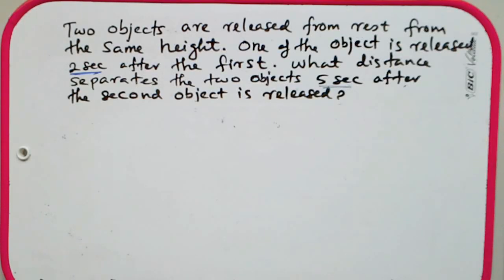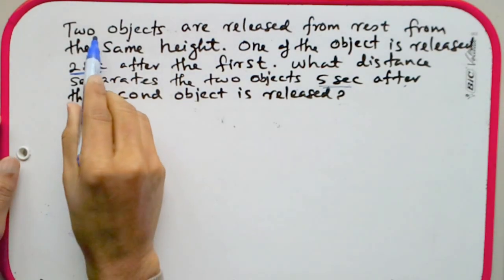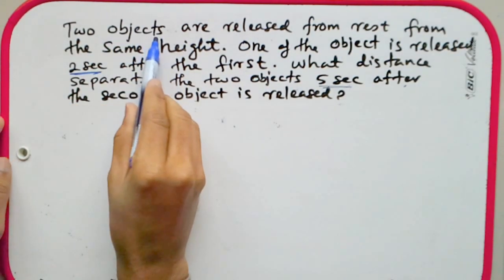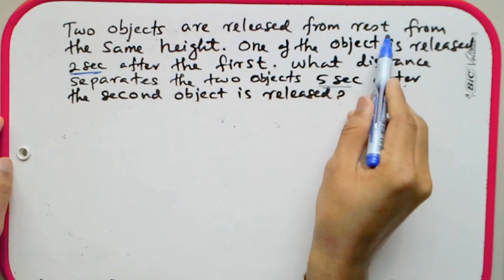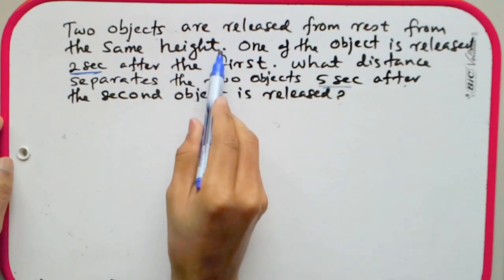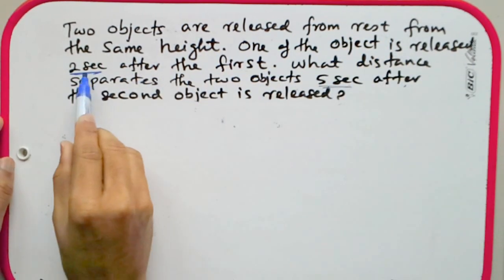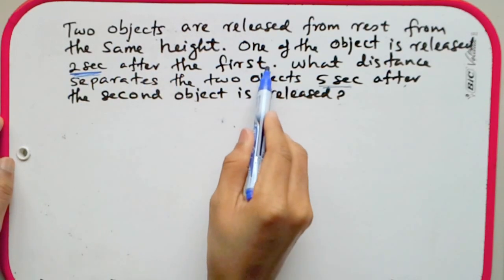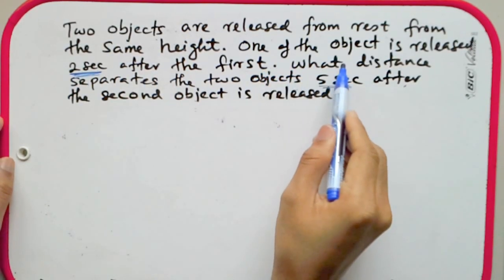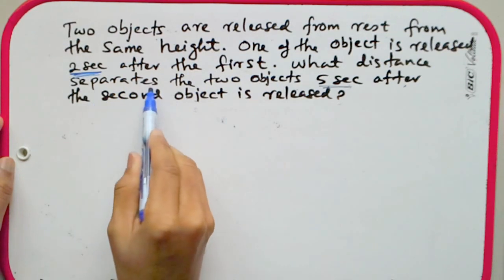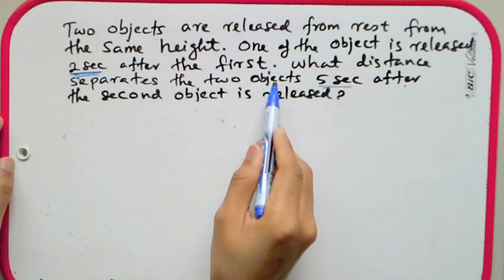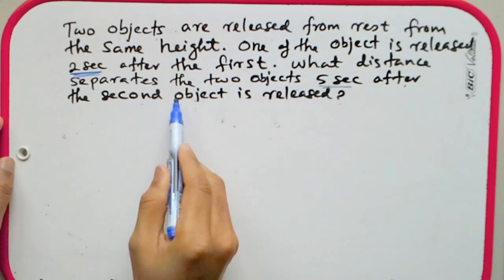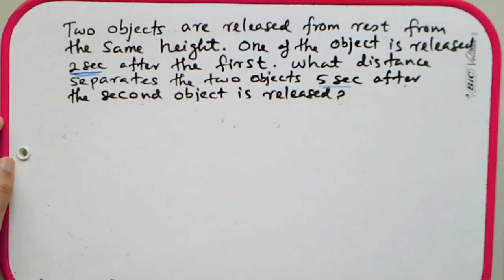So this time you have two objects that are released from rest from the same height. One of the objects is released 2 seconds after the first. What distance separates the two objects 5 seconds after the second object is released?